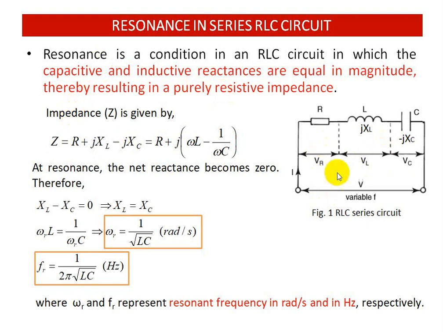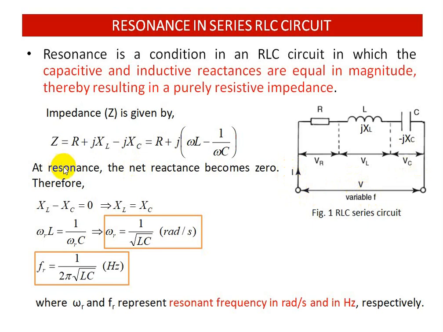You see this circuit. So three elements are connected in series: R, L and C. And here jXL is the inductive reactance of inductance and minus jXC is the capacitive reactance of capacitance, and VR is the voltage across resistance, and VL is the voltage across inductance, and VC is the voltage across capacitance, and V is the supply voltage, and a variable frequency supply voltage is applied here, and I is the current in the circuit.